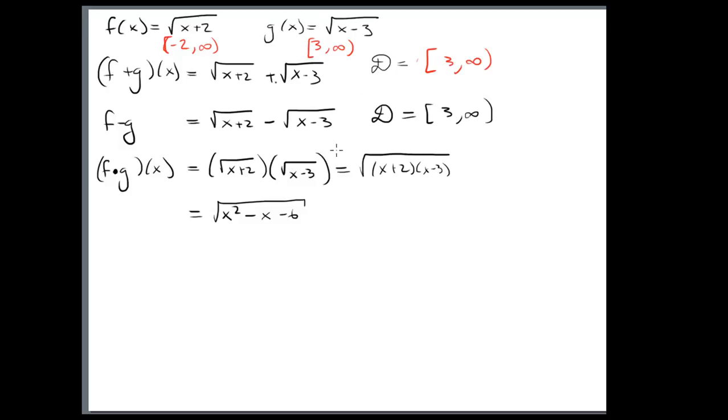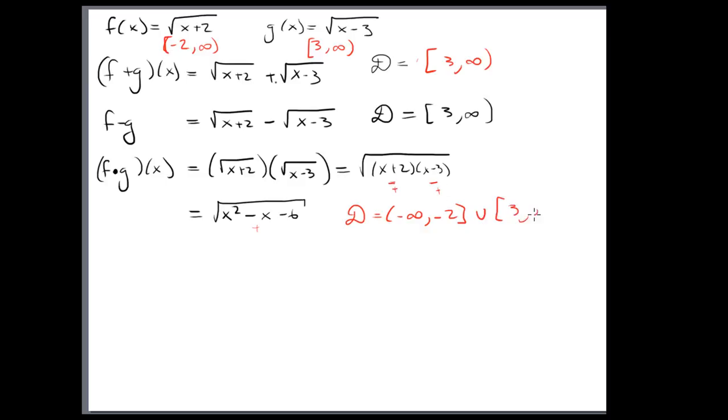Now the interesting thing here is that if we let everything be way negative, if x plus 2 is negative and x minus 3 is also negative, then this whole expression would end up being positive because two negatives make a positive. So if we're below negative 2, we'd be okay. So our domain is going to be negative infinity to negative 2. That's okay.